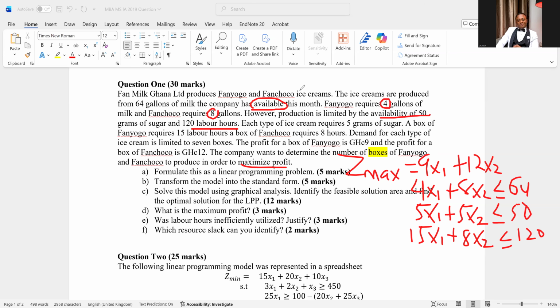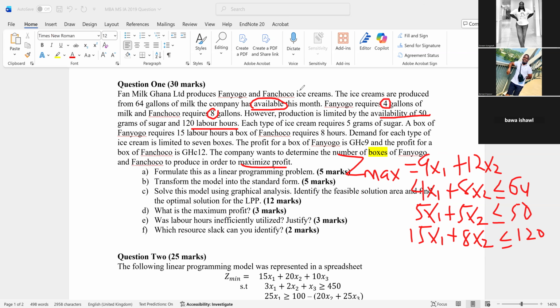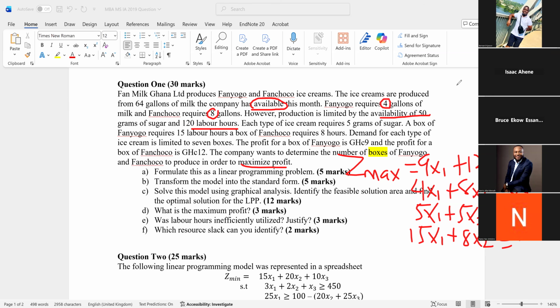Let's go on. Is there any other constraint here? These are the easy bits. Is there any other constraint, Darren? Yes, sir. Please start with the non-negativity constraints. Okay, we'll talk about that. Is there any other constraint? Isaac? Yes, sir, there is demand constraints.